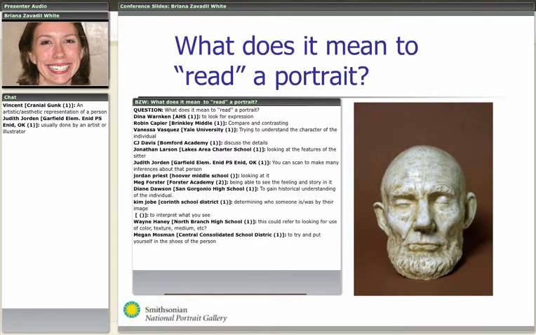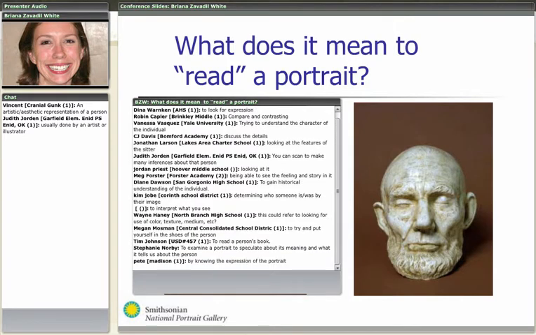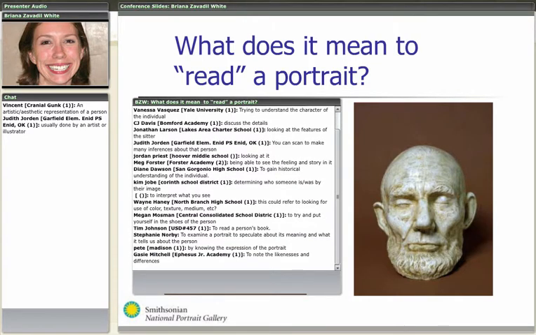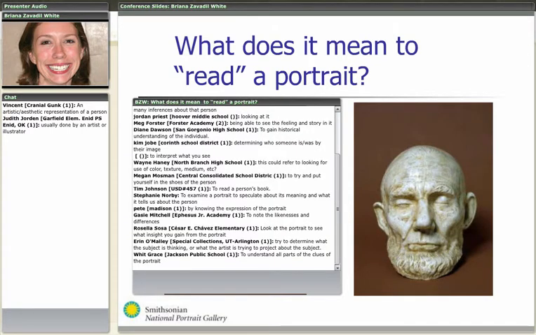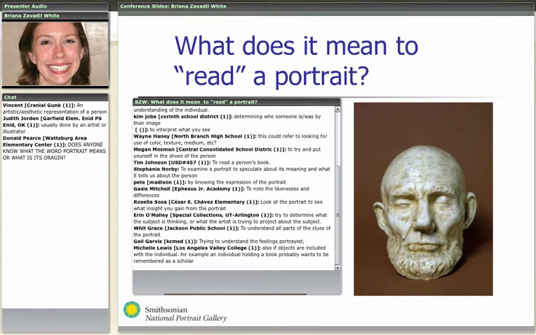I'm just looking at what people are saying. I saw that somebody said compare and contrast, to interpret what you see. That's from Kim at Corinth School District. To read, okay, to note the likeness and differences, yeah. And Wayne was talking about color and line. That is absolutely correct.